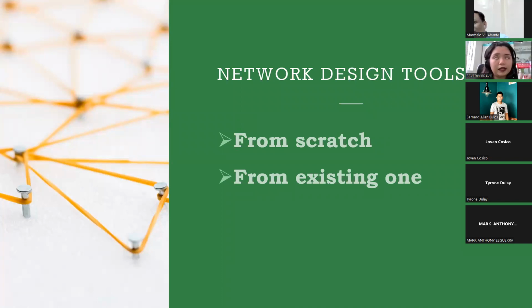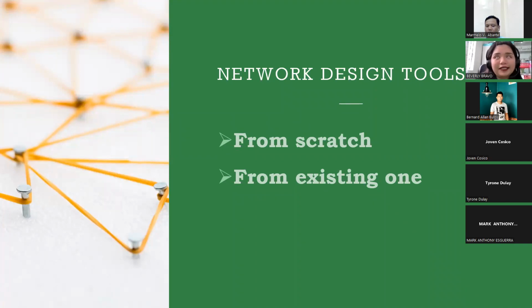Both. I mean, most of them have proprietary claims. So it's actually part of the cost assessment later on, the software that we'll be using in assisting us in network design. So in network design tools, we can either create a design or diagrams from scratch or from an existing network.